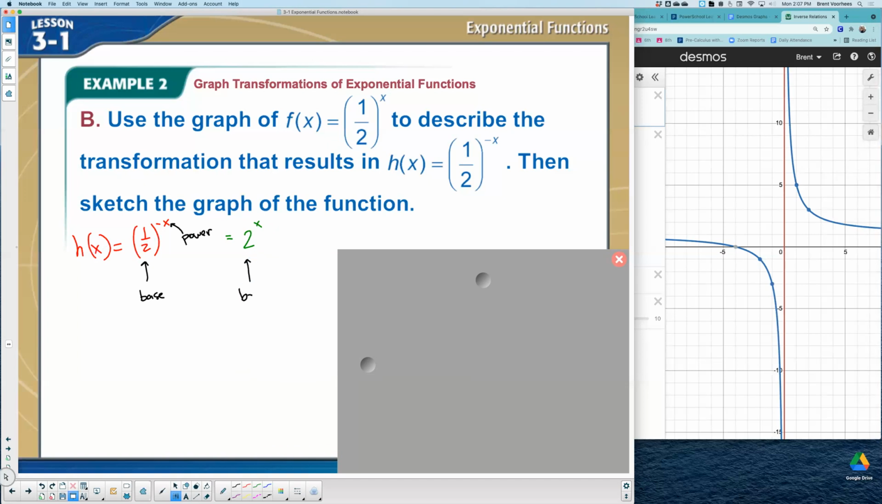So here's my base. Here's my power. Would this be growth or decay if you have a base greater than 1 with a positive power? Will that be growth or decay? This graph will be exponential growth.